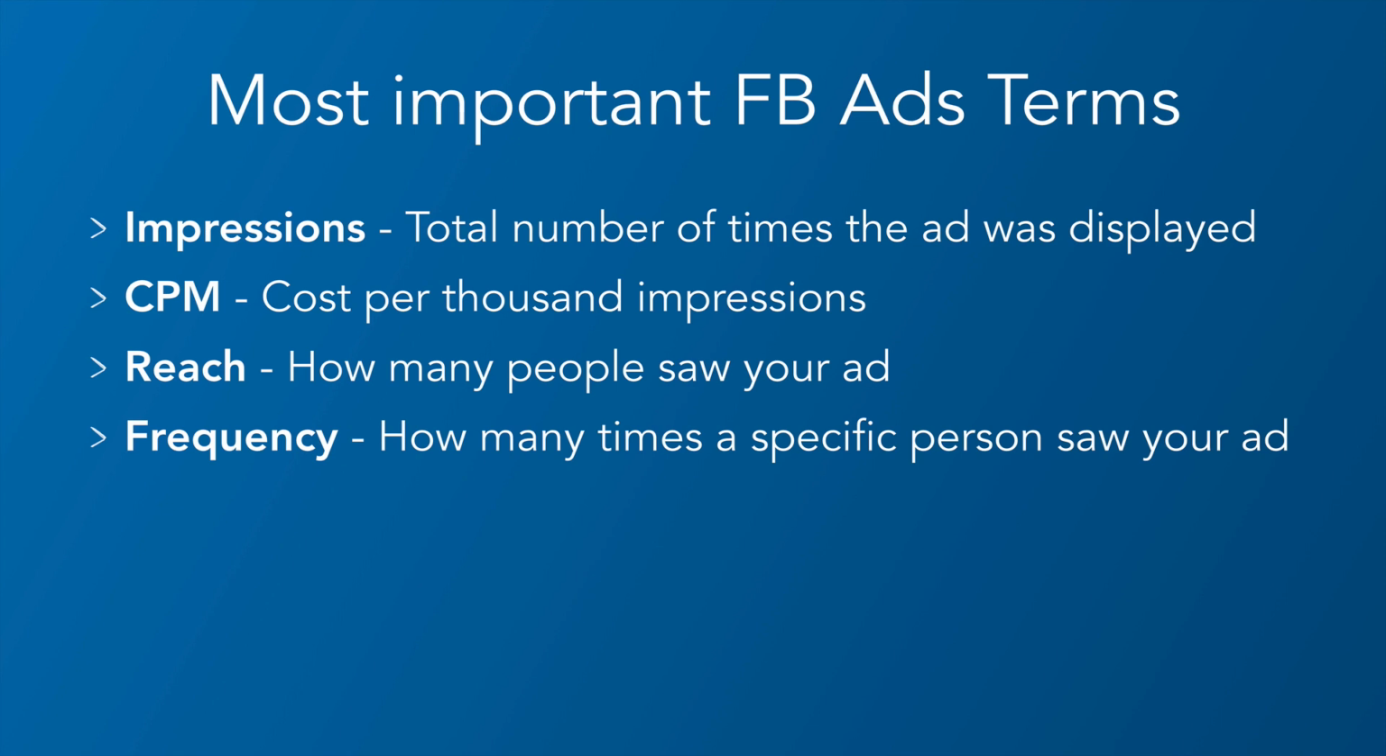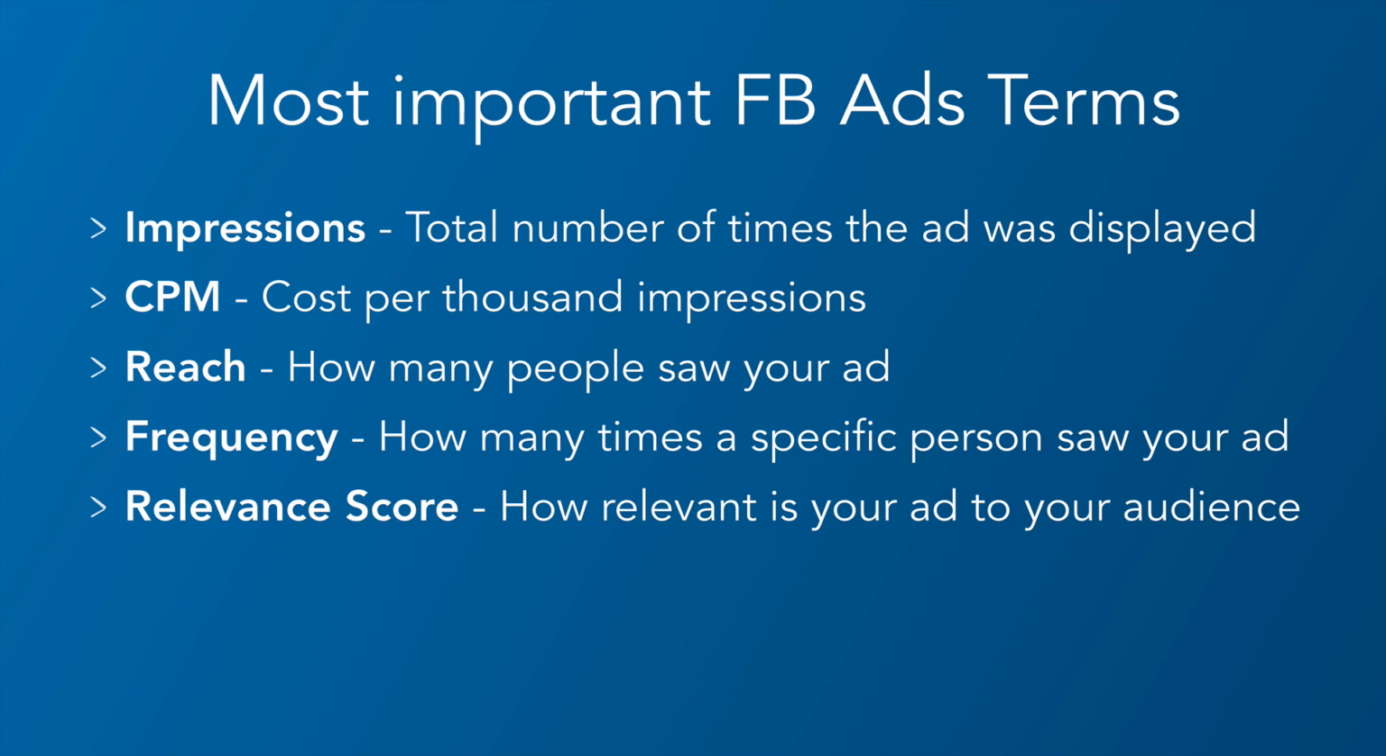When the frequency becomes higher, the best way to reduce it is to create new ad creatives for the same campaign and the same target audience that you are running the ad for. The next one is relevance score.